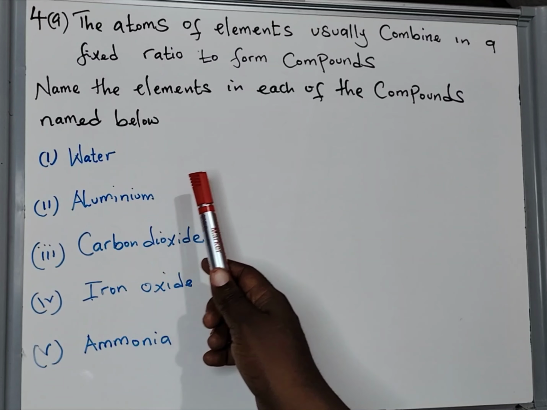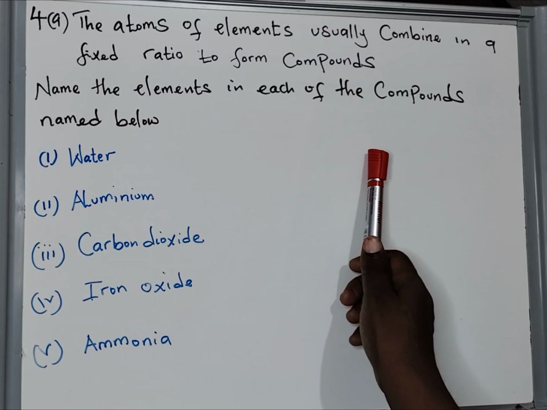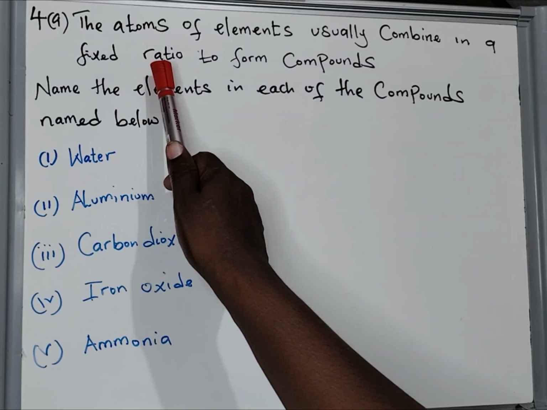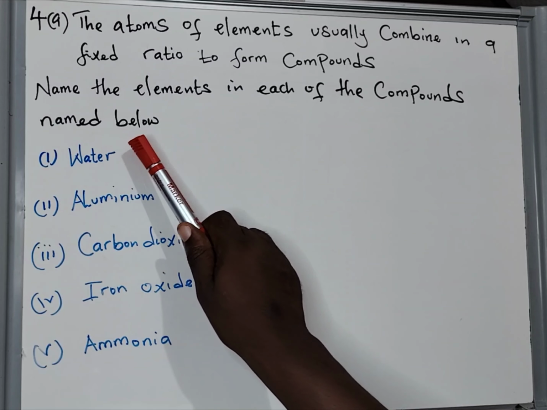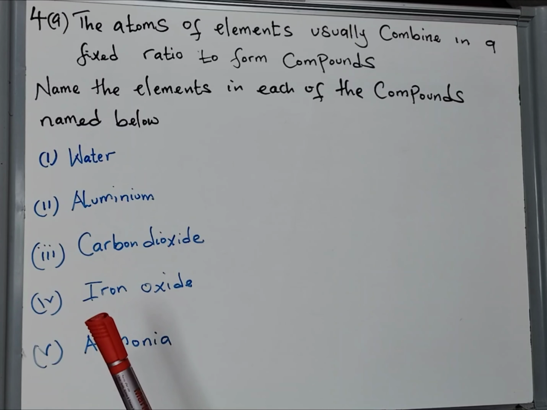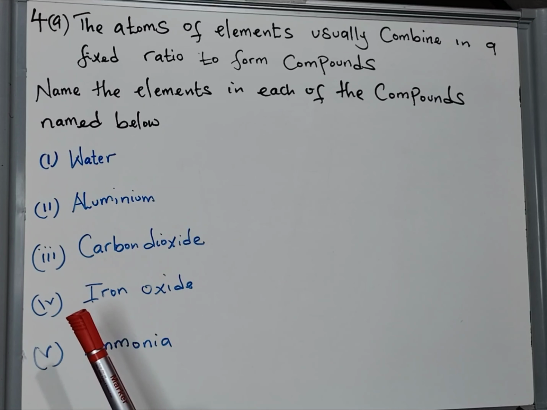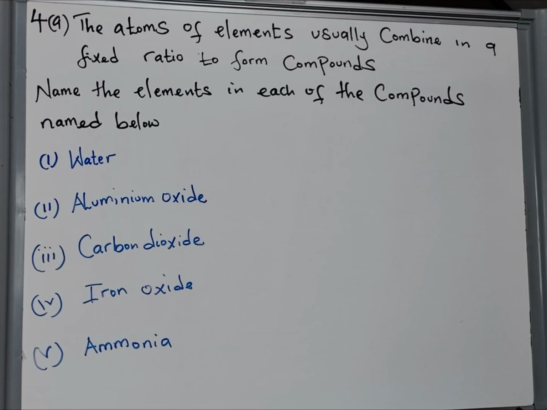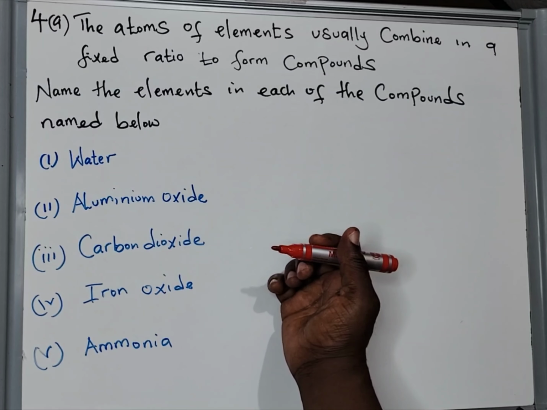Okay, tonight we are looking at this question. It says that the atoms of elements usually combine in a fixed ratio to form compounds. Name the elements in each of the compounds named below. Now, when you look at this question, there are some compounds which are very easy to identify the elements. I'm going to skip the first one. The first one is very hard to know the elements.